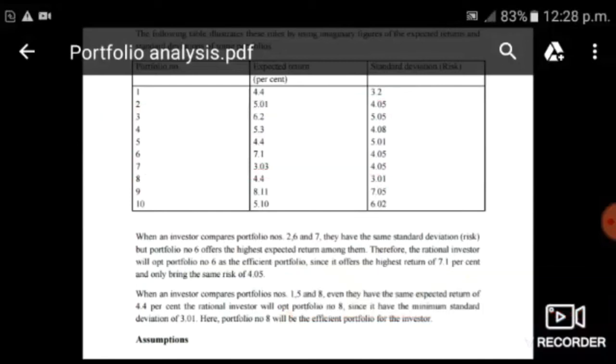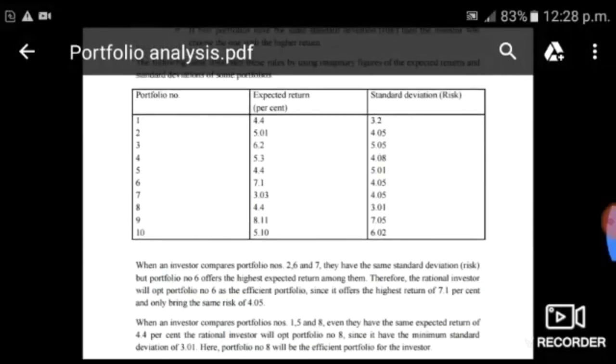When an investor compares numbers 1, 5 and 8, they have the same expected return of 4.4%. That is, you are comparing 1, 5 and 8. 1 has 4.4 return with 3.2 standard deviation. 5 has 4.4 with 5 standard deviation, and 8 has 4.4 with 3.01 standard deviation.